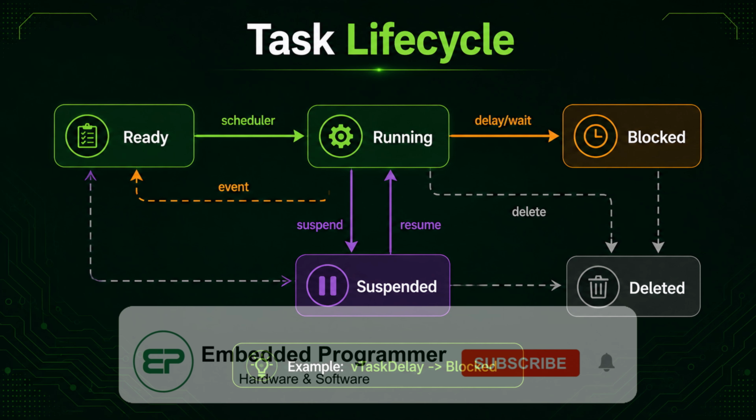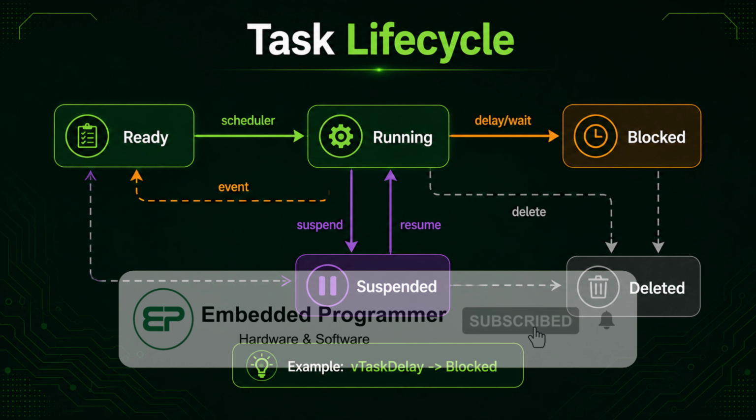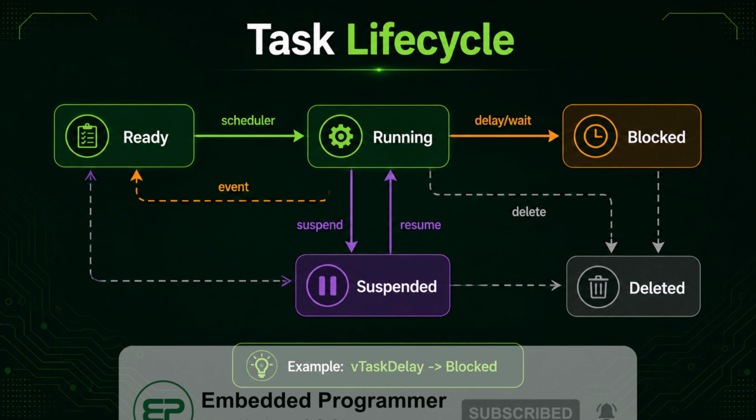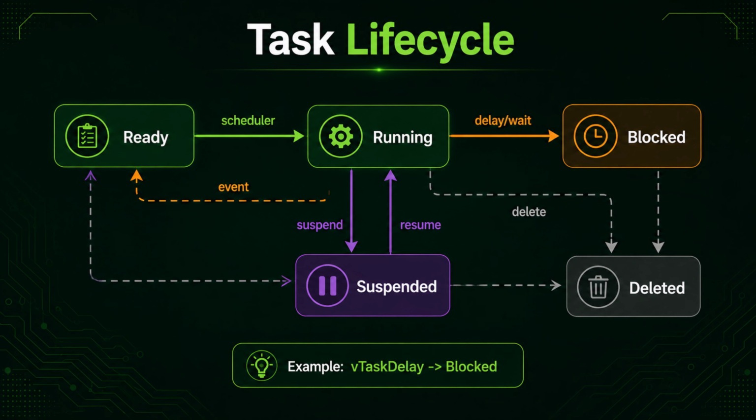A FreeRTOS task moves between several execution states. A task in the ready state can run but is waiting for CPU time. When selected by the scheduler, it enters the running state. A running task enters the blocked state when it waits for a delay, queue item, semaphore, notification, or other event. For example, calling vTaskDelay places the task in the blocked state until the delay expires.